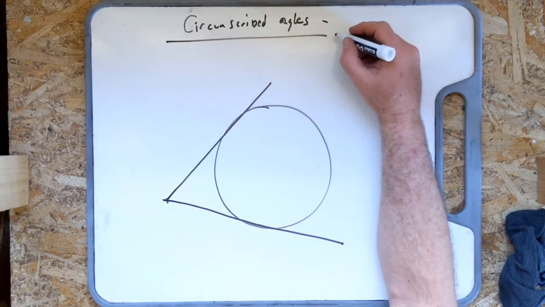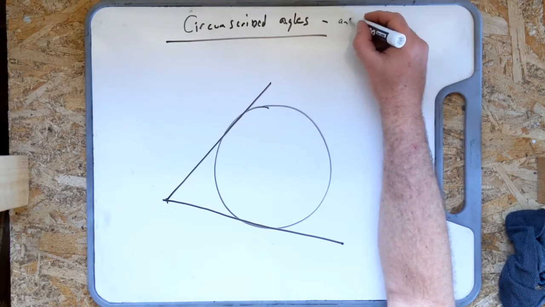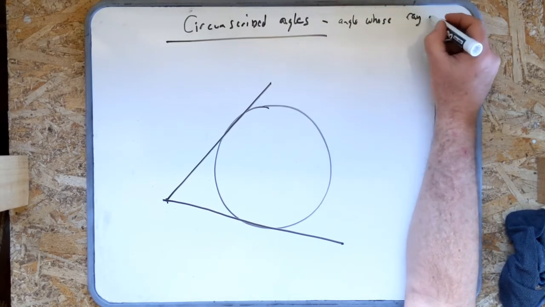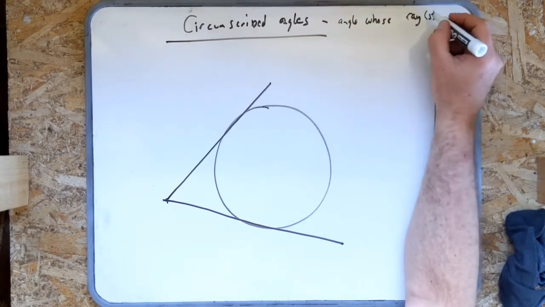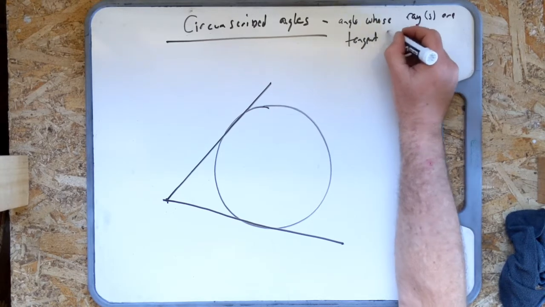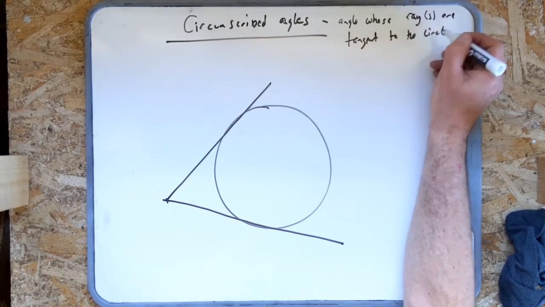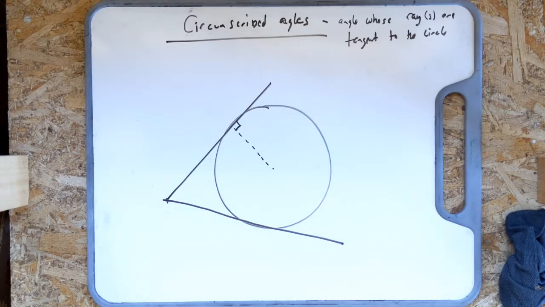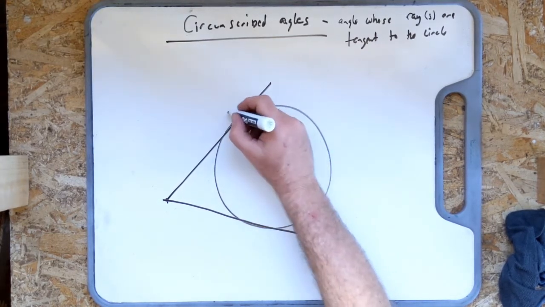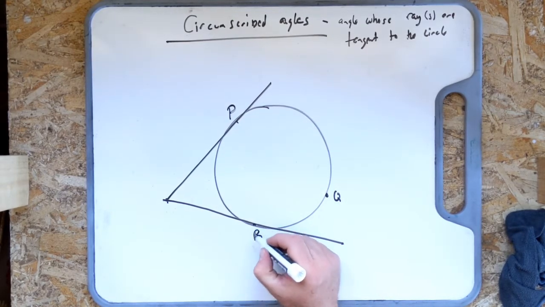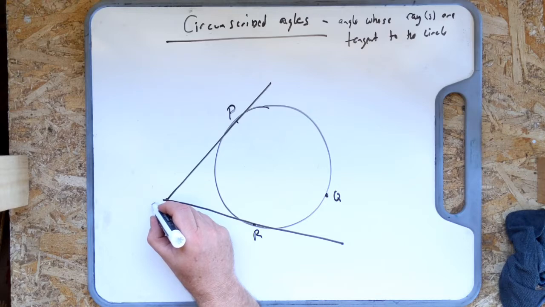So let me write that down. A circumscribed angle is an angle whose rays, at least only one of them has to be necessarily, are tangent to the circle. If you remember what tangent means, it means that if you had a radius out here, this would be hitting at one point. It would be a right angle. Okay, I'm going to label this just because I'm going to put a formula up in a moment. This is P, Q, R, and then I'll call the angle part, let's call it S.